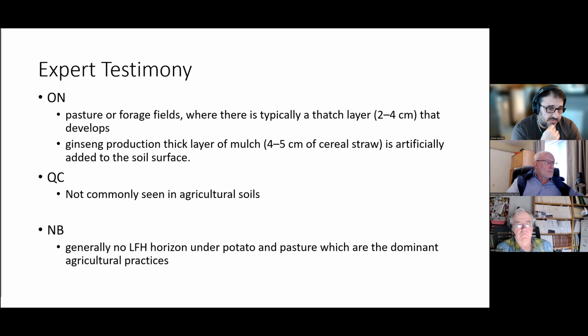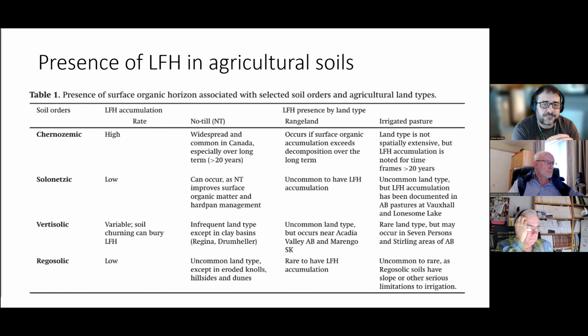In Quebec, it was described as not really being seen in agricultural soils. And then in New Brunswick, generally not under potato and pasture, which are the dominant agricultural practices, although there are some occurrences, but just not as widespread as in the West. And so I think we certainly can see that there's definitely a regional issue on the go here.